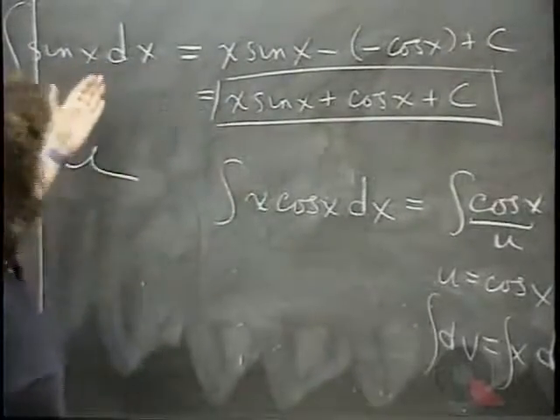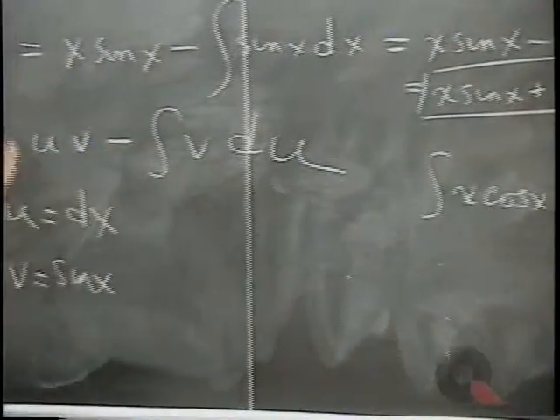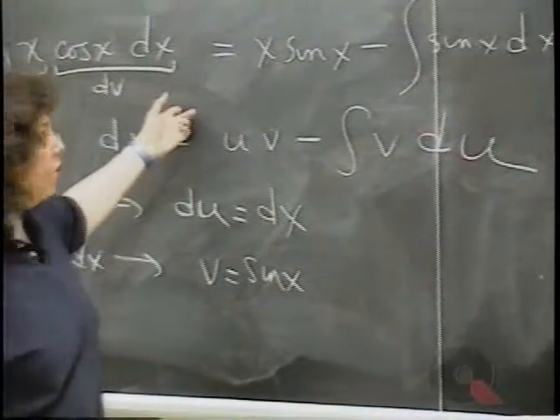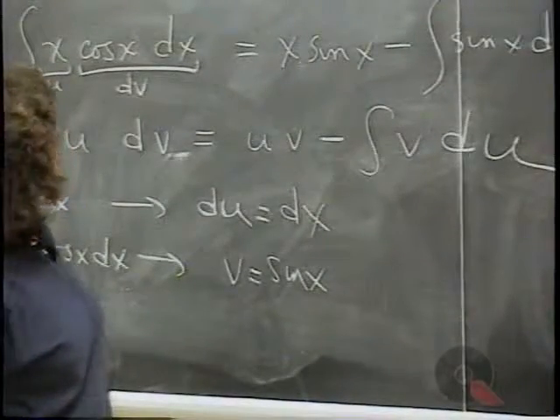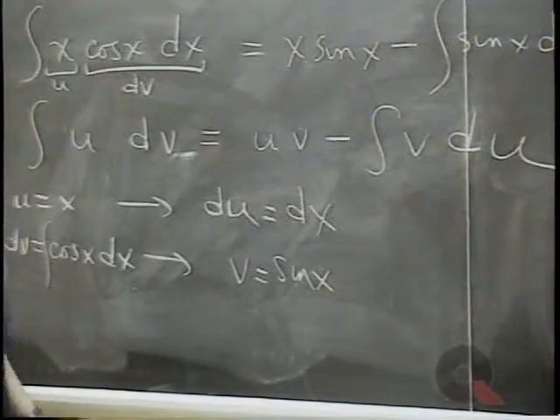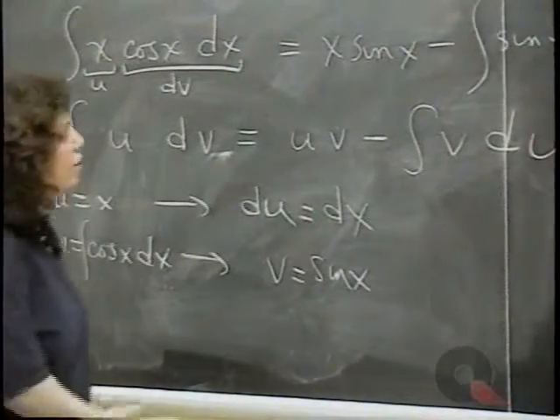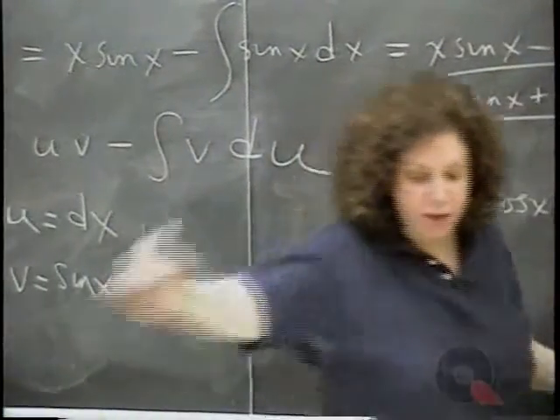If you guess right, fine. If you see it's getting worse, scrap it and try to guess something else. In this case, our original guess was the correct one. And generally, if you let dv be the most complicated thing you can integrate, I mean, it takes a little experience to figure out what's the most complicated thing, but generally you'll do all right. Okay, so if you see it getting worse, you're going to scrap it and try something else.